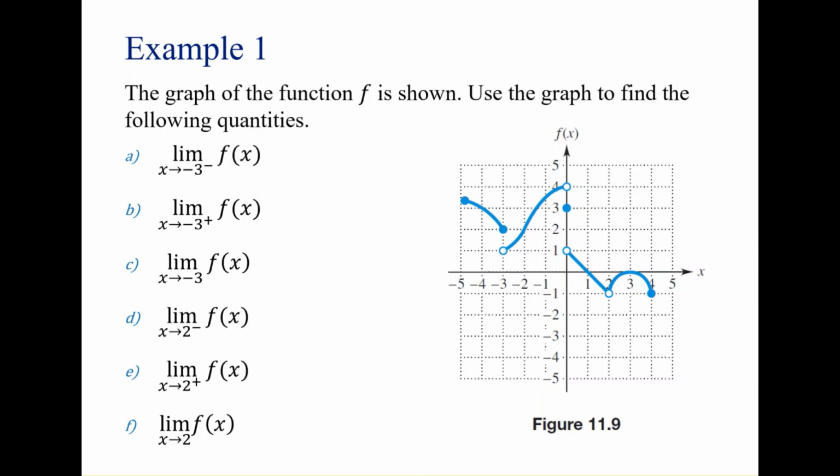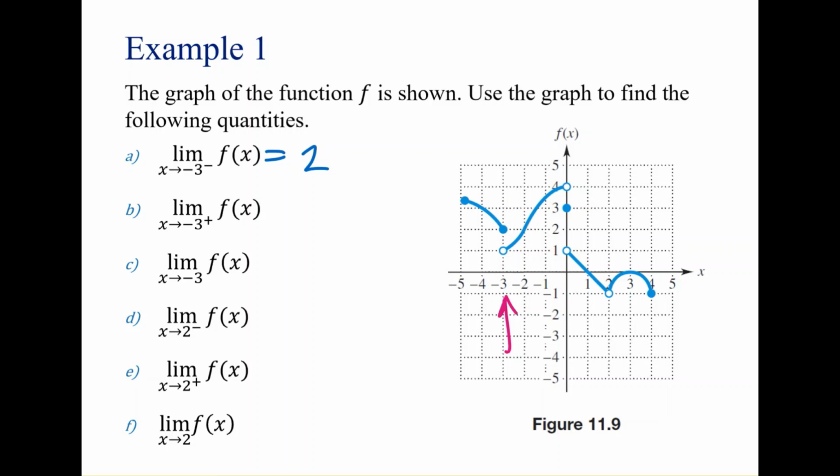Let's locate negative 3. And since we want the limit as x approaches negative 3 from the left, we need to approach negative 3 from the left side. And this is the behavior coming in from the left. And as we are approaching negative 3 from the left, the function values are approaching 2. So the limit is 2.